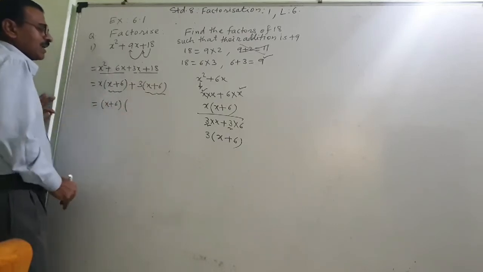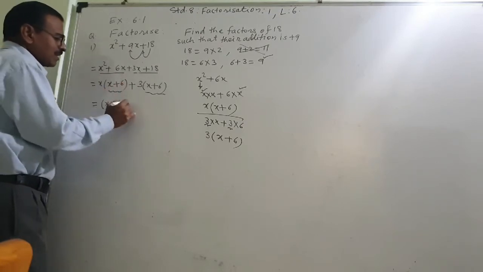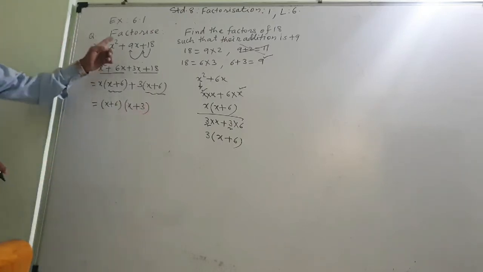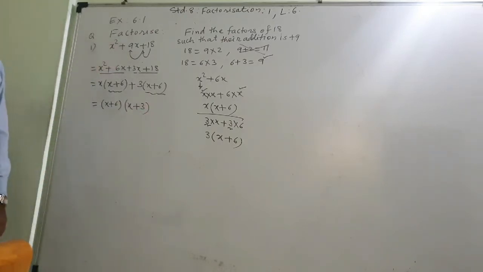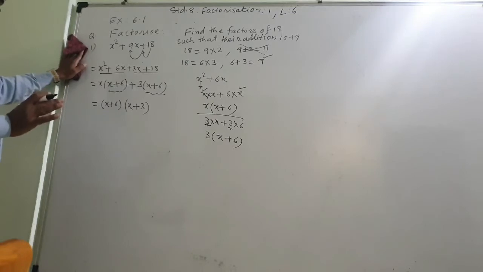Into another bracket, whatever remains, I will write in the other bracket. Here x remains and here plus 3 remains. These are the factors of x square plus 9x plus 18. On the same base, you can do the remaining sums. Hope that you have understood.